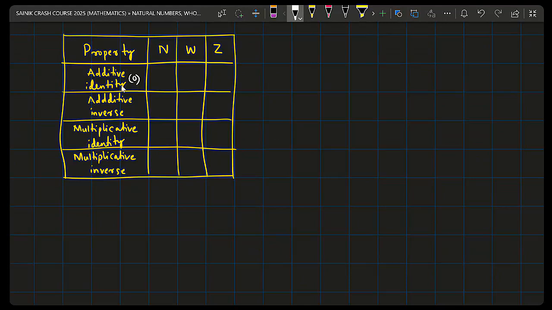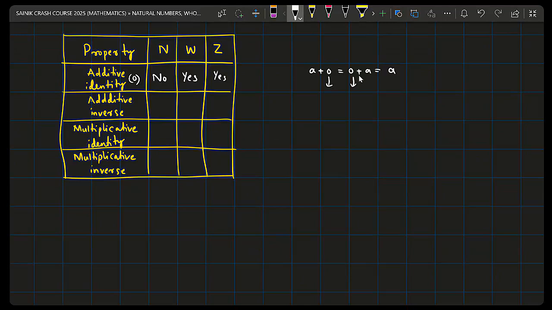Is it existing in natural numbers? No. There is no additive identity in natural numbers because there is no zero in natural numbers. But whole numbers it is there and integers also it is there. Suppose there is a number called a. If you add 0, either a plus 0 or 0 plus a, both are equal to the same number again. That's why 0 is called additive identity. 0 additive identity is not there in natural numbers, but it is there in whole numbers and integers.